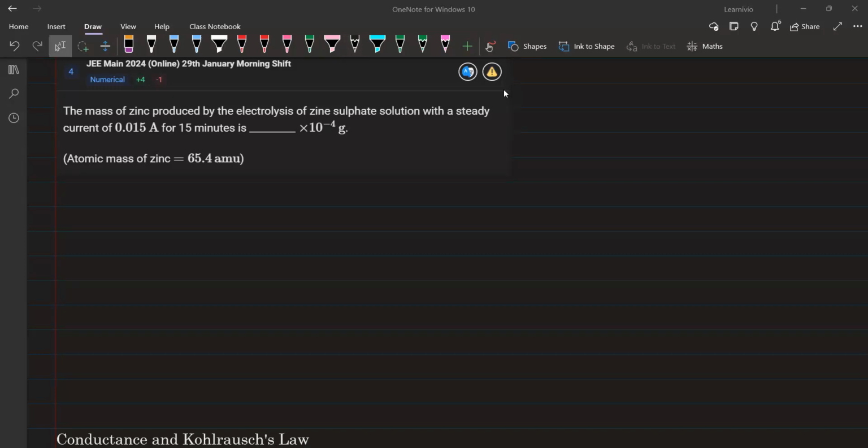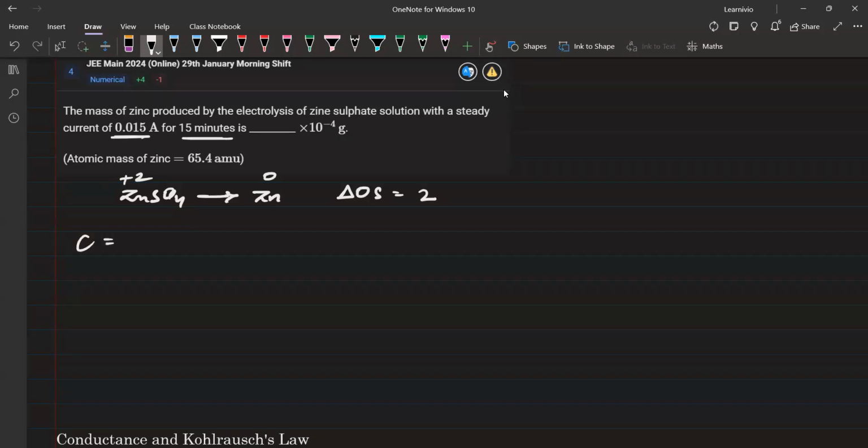The mass of zinc produced by the electrolysis of zinc sulfate. Zinc sulfate is ZnSO4. That will give you Zn, zinc. This is plus 2 and this is 0. Delta OS is equal to 2. And here you have been given the current and the minutes, so I can calculate the coulomb. Coulomb is equal to ampere into seconds. Ampere is 0.015, time is 15 minutes, so into 60 for seconds. So the coulombs will be equal to 0.015 multiplied by 15 multiplied by 60. This will be 13.5. So this many coulombs we are having.